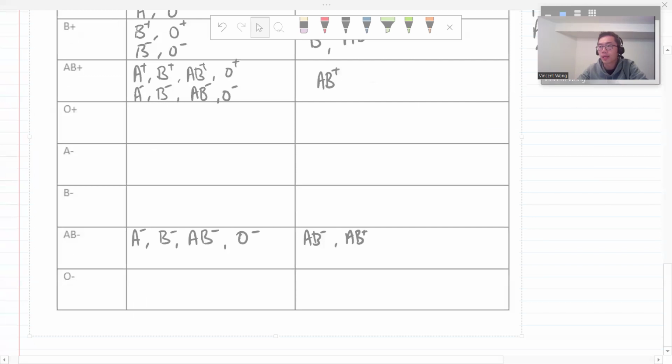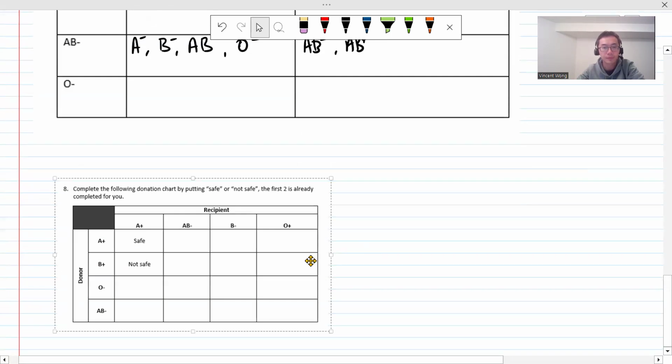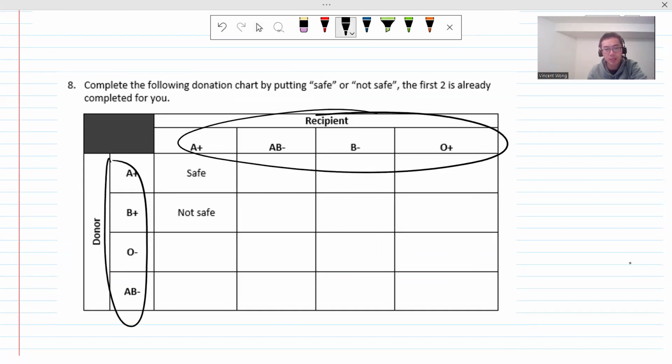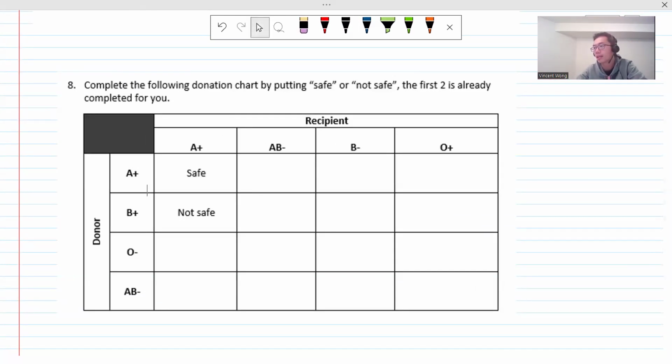Okay, we should also do number 8 here. We have the donors on the left side here, and then we have the recipient here. So basically, I'm asking you, A plus to A plus, is this safe? Well, of course it's safe because it's the same blood type, right? So what about A plus to AB negative? Not safe, right. But take a moment and finish the whole thing. 2 minutes, okay? And then we'll take it up.